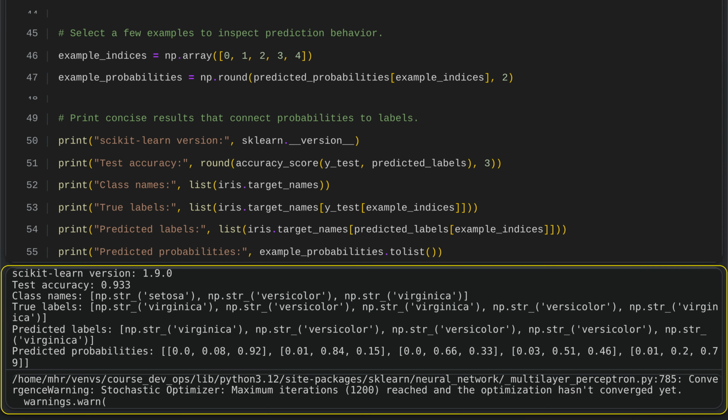This script trains a small multi-layer perceptron on the iris dataset. It splits the data into stratified training and test sets, standardizes the features, and trains a model with one hidden layer of 8 neurons. After training, it reports the Scikit-Learn version, test accuracy, sample true and predicted labels, and rounded class probabilities to show the model's confidence.